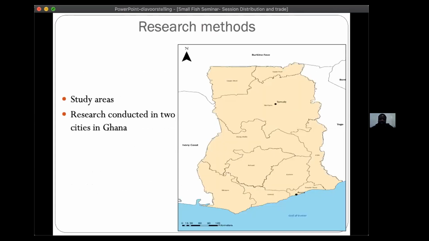Next slide, please. So I conducted my research in two cities in Ghana, Accra, which is located along the coast in the south, and then Tamale, which is an inland region in the northern parts of the country.